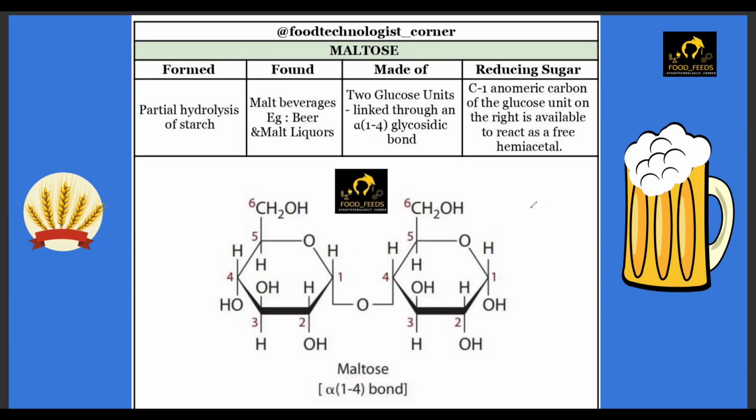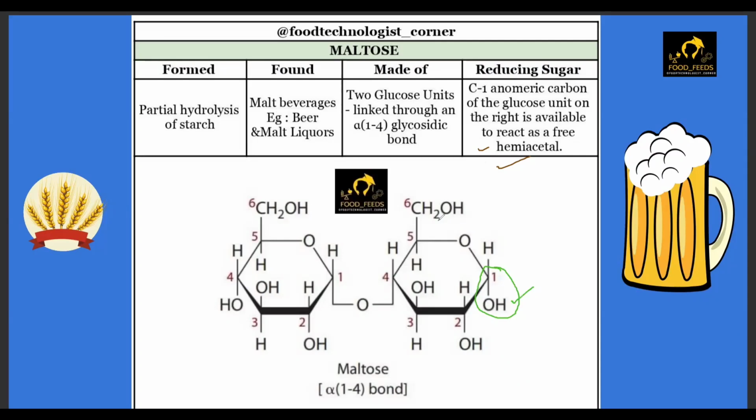Maltose is a reducing sugar because, as you know, the C1 carbon here is an anomeric carbon of the glucose unit on the right side, and that carbon is available for reaction. Hence it is a reducing sugar. Whenever the end part is not available for the reaction, it is termed a non-reducing sugar. Here, if you can see, this OH is available for reaction. So hence it is a reducing sugar.